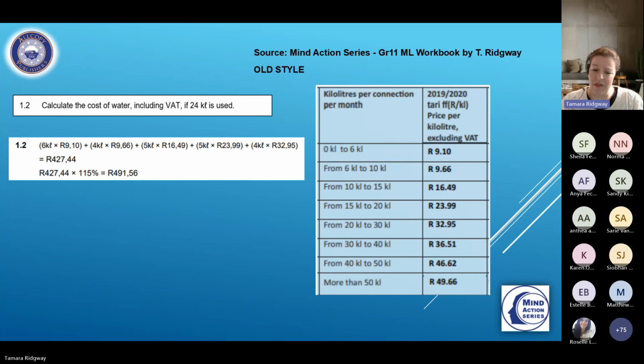And whatever values are given in your tariff table, simply subtract the smaller value from the greater value. And that is exactly this example here. You can see the different kiloliters.